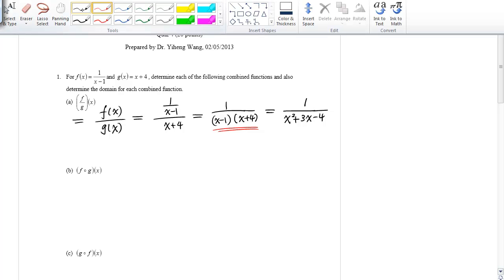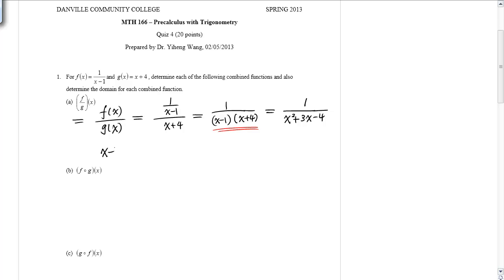Because the denominator cannot be 0, therefore (x minus 1) multiplied by (x plus 4) cannot be 0. Therefore, x minus 1 cannot be 0, and x cannot be 1. And also, x plus 4 cannot be 0, and x cannot be negative 4. So x can be anything else except for positive 1 and negative 4. So that's the first problem.